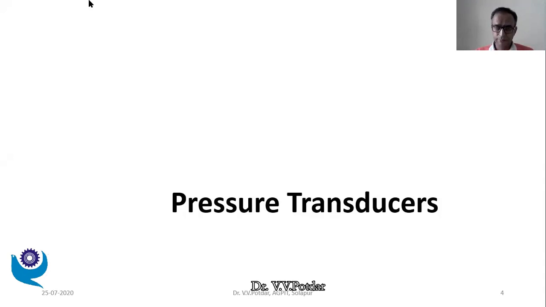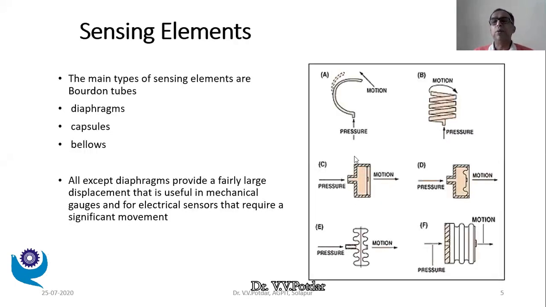We'll move to the pressure transducers. Now, this figure shows you some of the pressure sensing elements. Now, Bourdon tube, we have already studied this Bourdon tube right from first year. Bourdon tube, that is semicircular tube, hollow tube. If you take a section, it might have a circular cross section, it might have elliptical cross section, it might have trapezoidal cross sectional area.